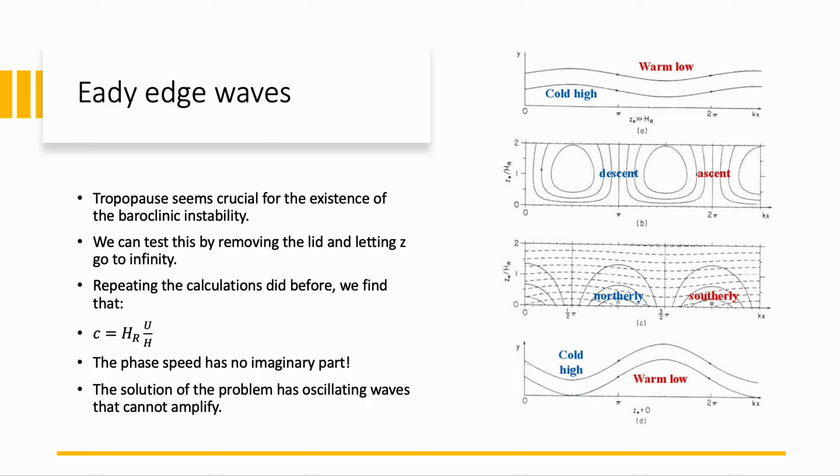Okay, and so if the troposphere was much, much higher, and this could be the case, for example, in the tropics, then you could show that the phase speed of the wave doesn't have an imaginary part anymore. And what you'd end up having is that you just have oscillating waves that cannot amplify in these sort of structures that we discussed earlier.